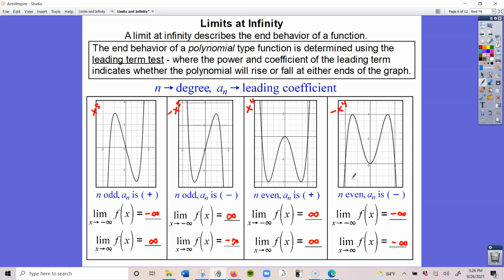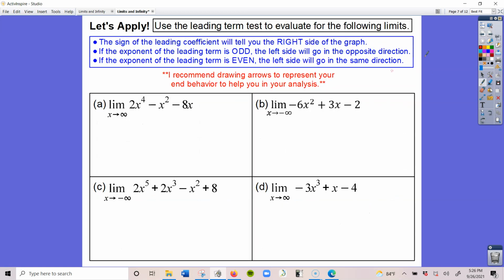So now this is called the leading term test, which is how we determine the limits as x is approaching some sort of infinity of polynomial type functions. To summarize what we looked at in the previous slide, the sign of the leading coefficient will tell you the right side of the graph. If the exponent of the leading term is odd, the left side will go in the opposite direction, and if the exponent of the leading term is even, the left side will go in the same direction.